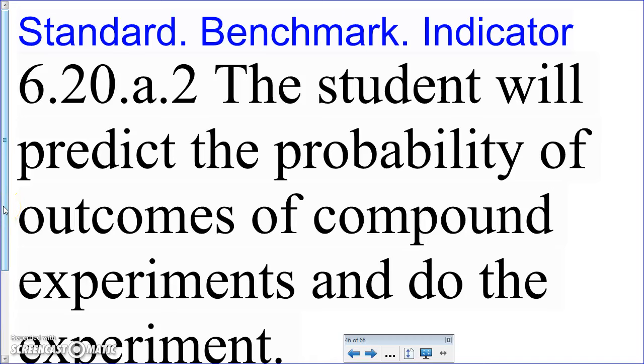Today we're looking at independent and dependent events. So please copy down the standard benchmark indicator at the top of your math notebook. The student will predict the probability of outcomes of compound experiments and do the experiment. You can pause the video here to give yourself time to write down the SBI.